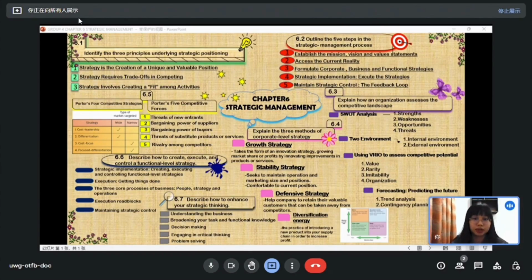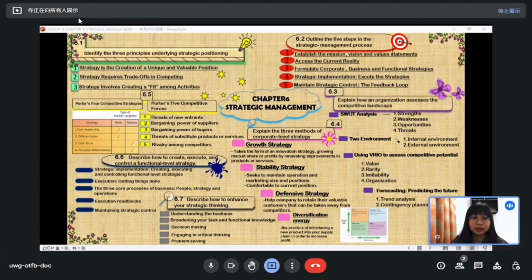Subtopic 6.2 is outline the five steps in the strategic management process. Step 1, establish the mission, vision, and value statements. The mission statement expresses the organization's purpose or reason for being. The vision statement states what the organization wants to become. The value statement describes what the organization stands for and what its products contribute to the world.